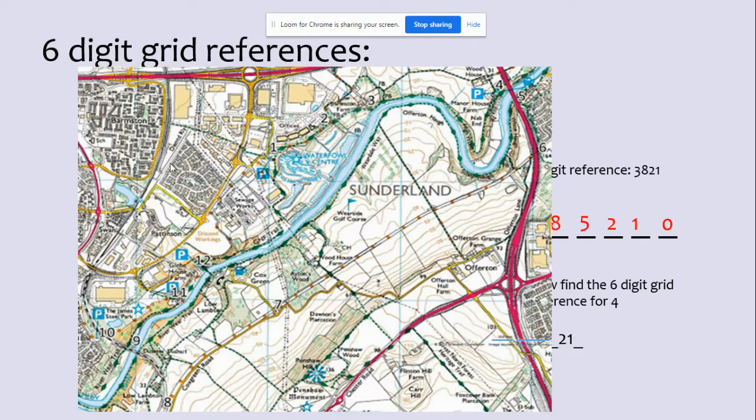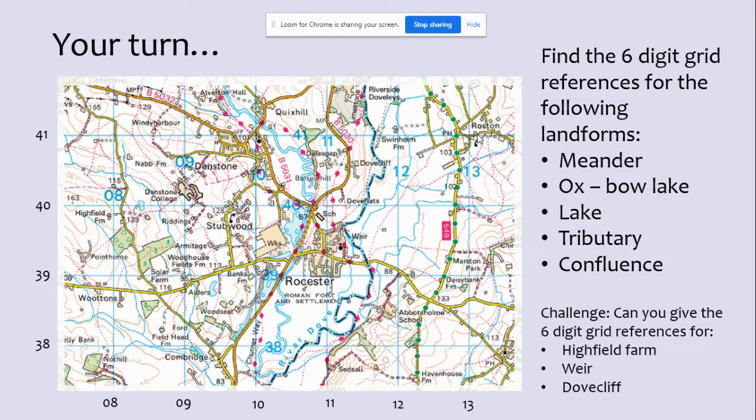So now, again, we can see, so obviously zoom back out, this is what the map looks like, and then we divide it up. So had we been in school, you'd have had a printout of a map like this, and you'd be able to do it with a pencil and a ruler, and divide it into 10 and work it out like that. I understand at home it's a lot harder, but we'll try and make the best of it. So I'd like you to find the 6-digit grid references for the following landforms.